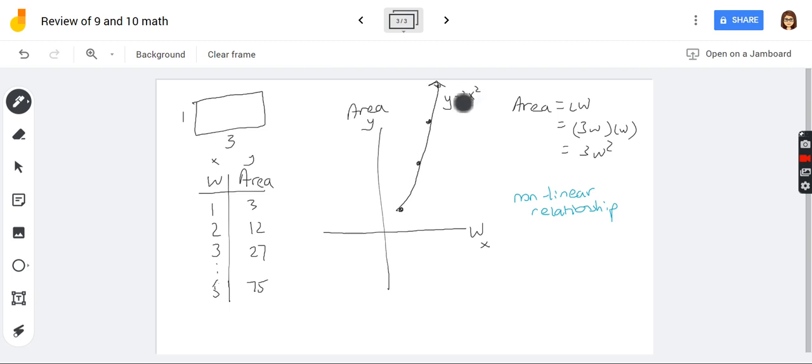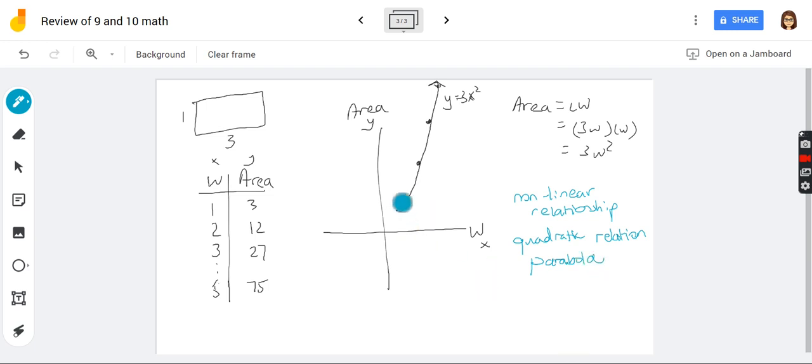And hopefully you recognize this from grade 10, because in grade 10, we learned about a certain type of relationship that has x squared in its equation, and that relationship is called a quadratic relation. So quadratic relation. Okay, and the graph of a quadratic relation is called a parabola.